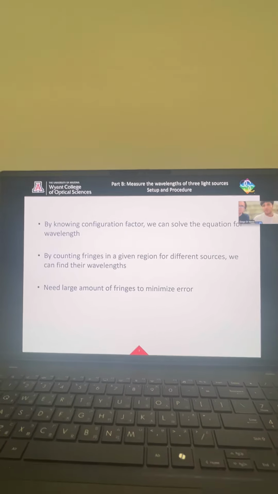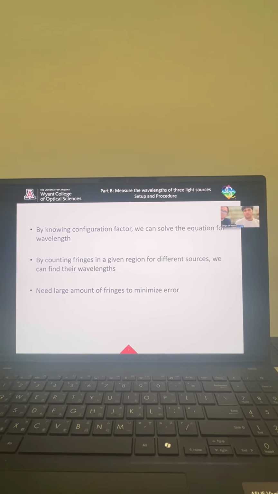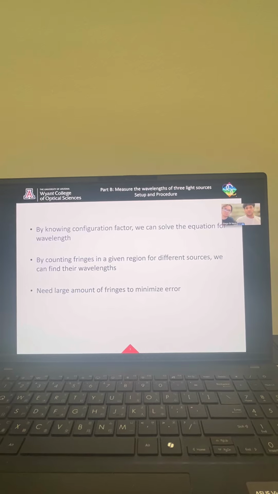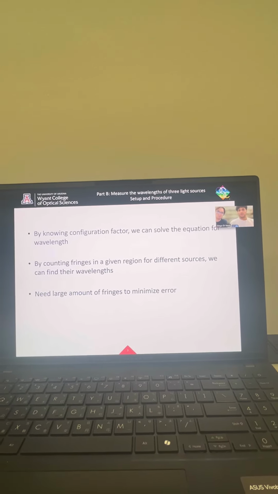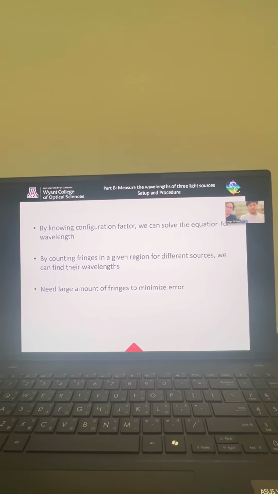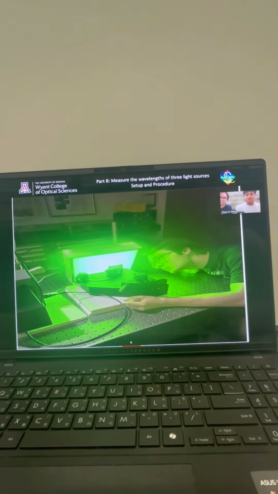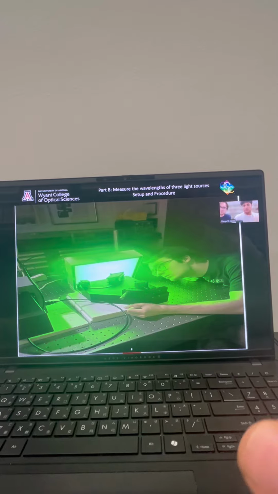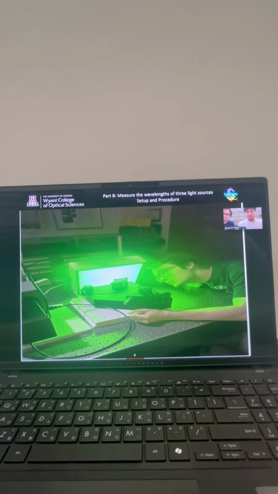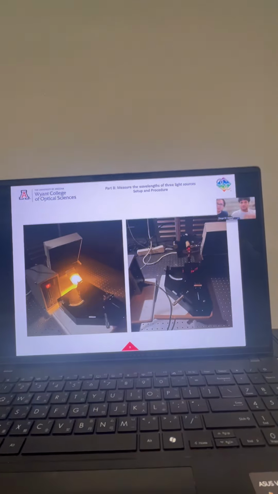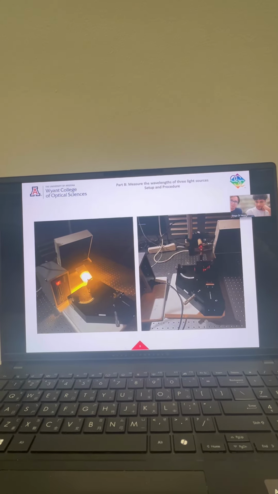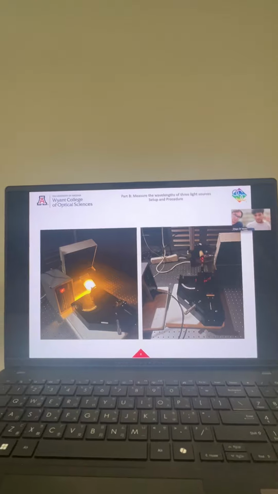So this is for Part B. By knowing the calibration factor, we can solve the equation for wavelength, and by counting fringes in the given region for different sources, we can find the wavelength. We need a large number of fringes to minimize the error, as Tyler said before. So this is Tyler doing the experiment. He was counting the number of fringes by moving the micrometer, which was moving the mirror directly. This is the same setup with the sodium lamp and the HeNe laser.